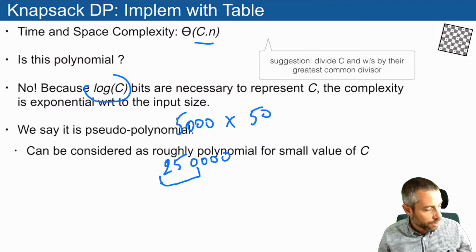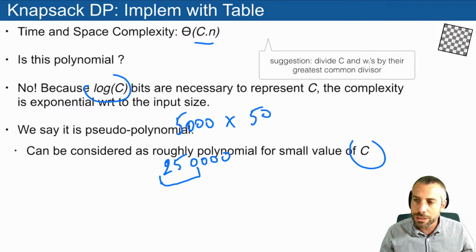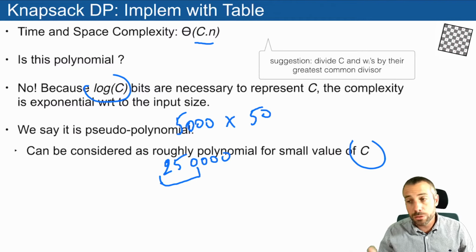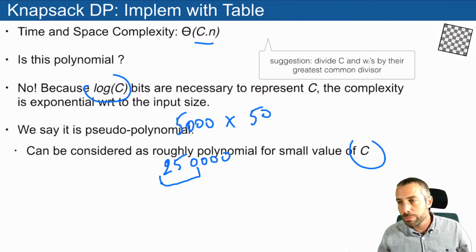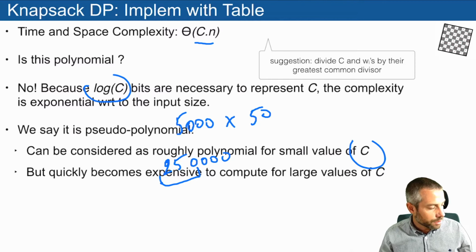If you have instances with quite reasonably small values of capacity, you can consider that it's polynomial. But as soon as C becomes very large, it's not polynomial at all anymore, right? And so it can really become expensive.